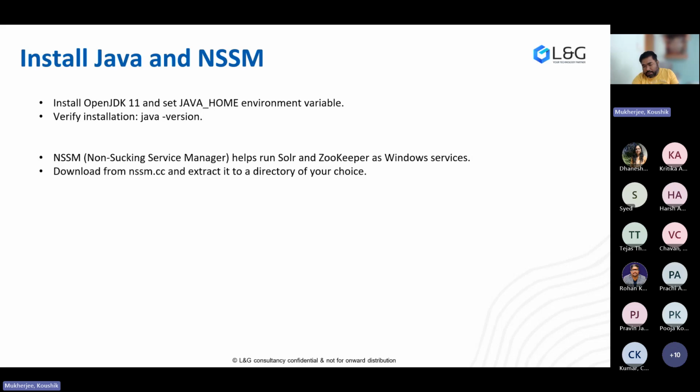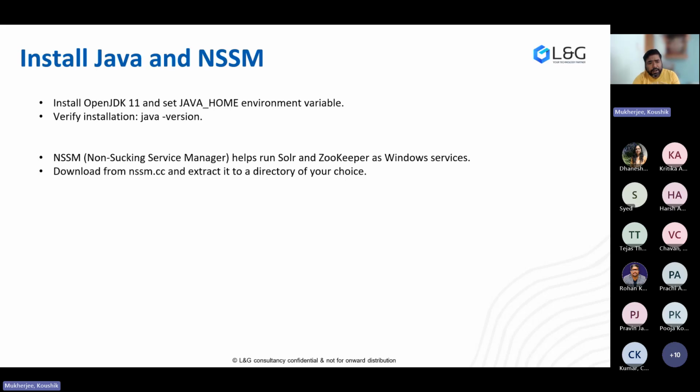Before we start the demo, let us check how we can do the configuration. First of all, you must have Java installed. You can install OpenJDK 11 and set the Java environment variable. You can also check if Java is installed using the command java -version. It will show you which version of Java is installed on your system.